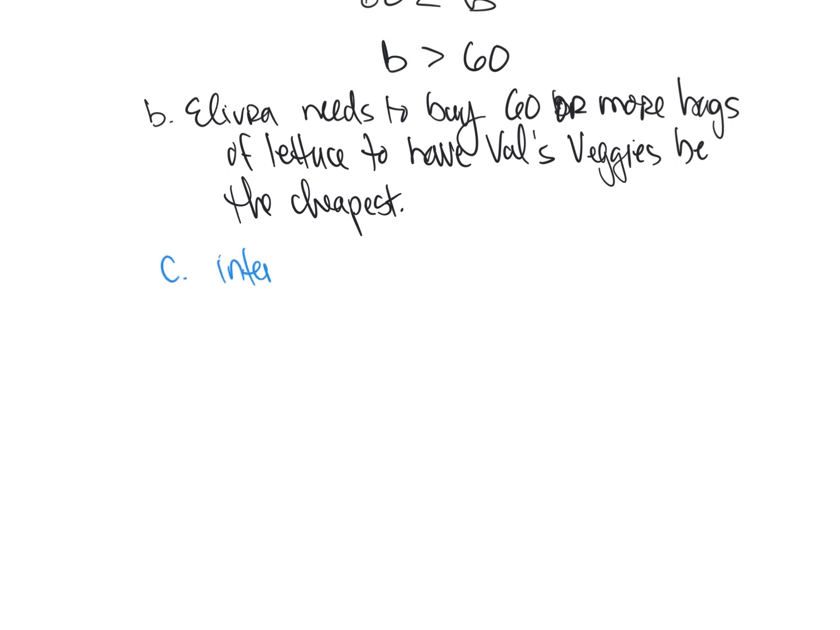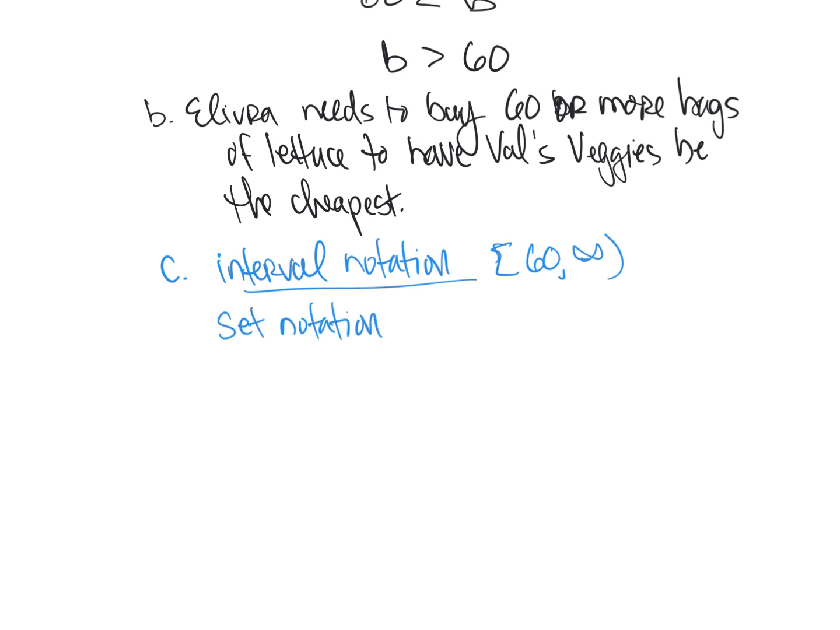So interval notation, right? That's the brackets. So she needs to have 60 or more. So that means you're going to start with 60 and buy as many as you want. So going on to infinity. Remember, infinity has the parentheses instead of the bracket. And then set notation, right? It's the curlies, B. So B is being defined as B is greater than 60. And then close that bracket.